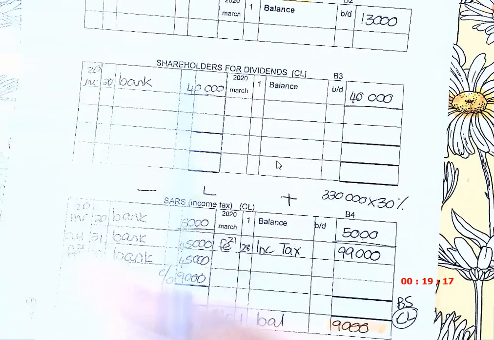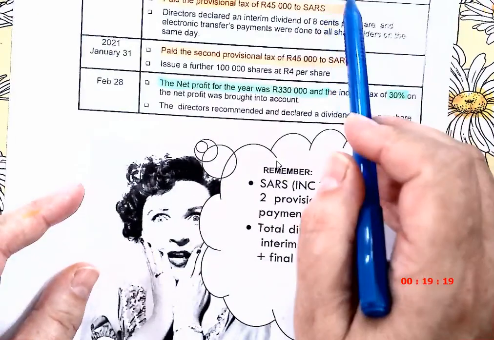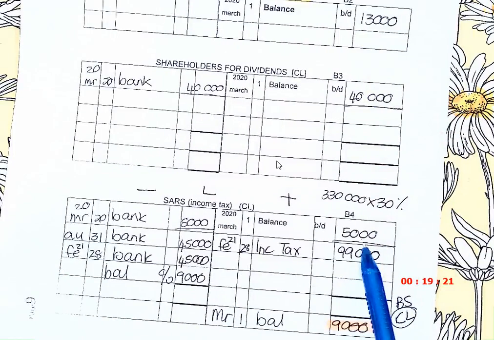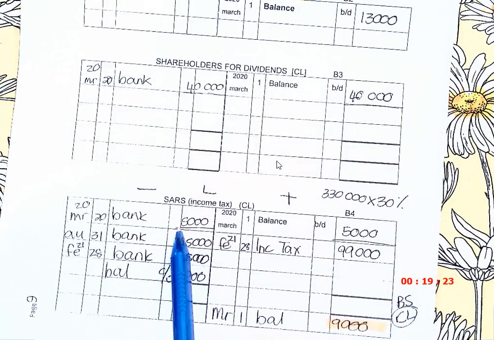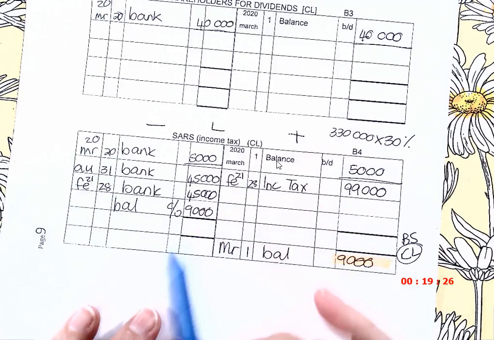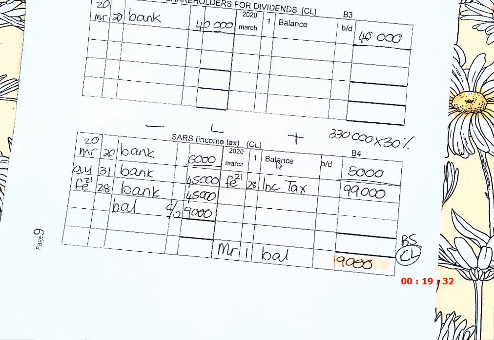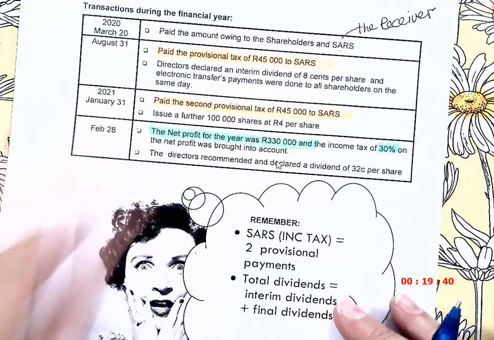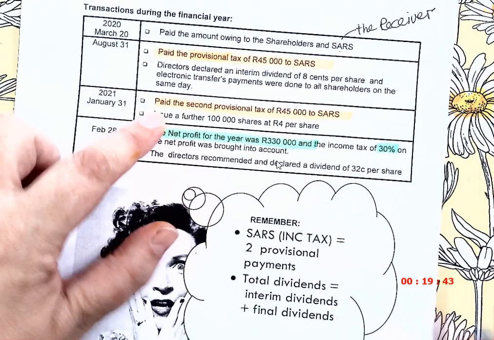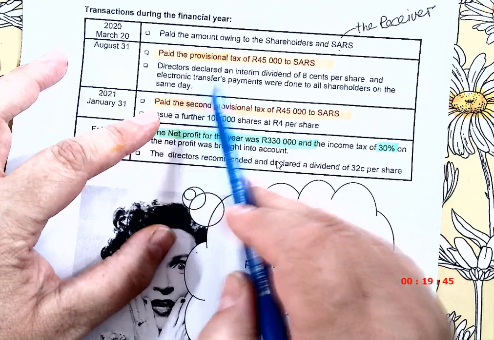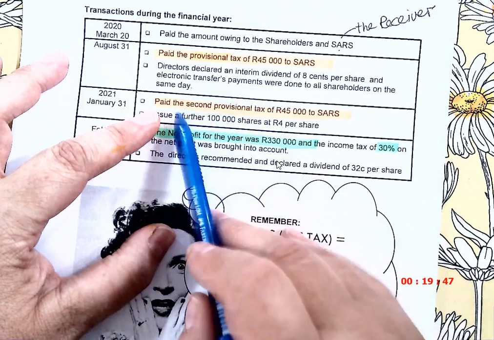Now we also need to pay SARS, and we owe SARS 5,000. So that's the first one. Sorry, this is already written. I did it yesterday, but I'm going to go through it very nicely, because I think it's good if you hear it again anyway. So now you'll see what I highlighted in orange. It says here, paid the provisional tax. Paid the provisional tax.